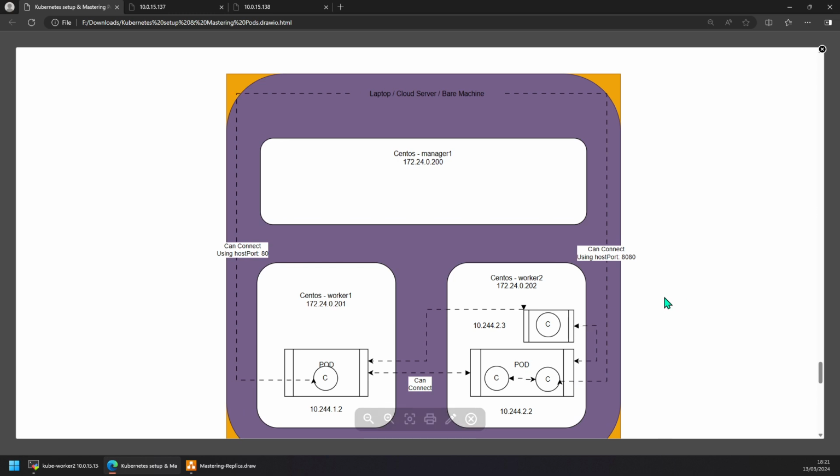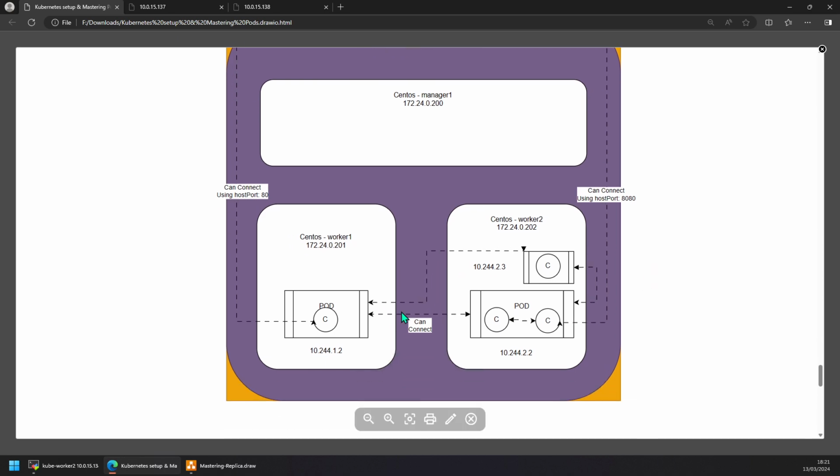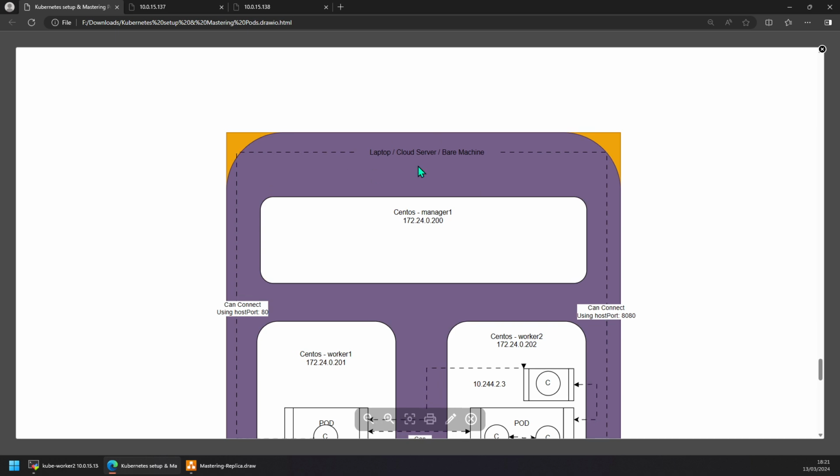Hey guys, so in the next video, we will be talking about the hands-on towards host port. So I just want to give you a quick architecture towards that. As you can see, we are going to configure host port for one of the containers in the pod, which means that it's going to have access to the laptop. Previously we were not able to access any of these services from our laptop or my desktop.